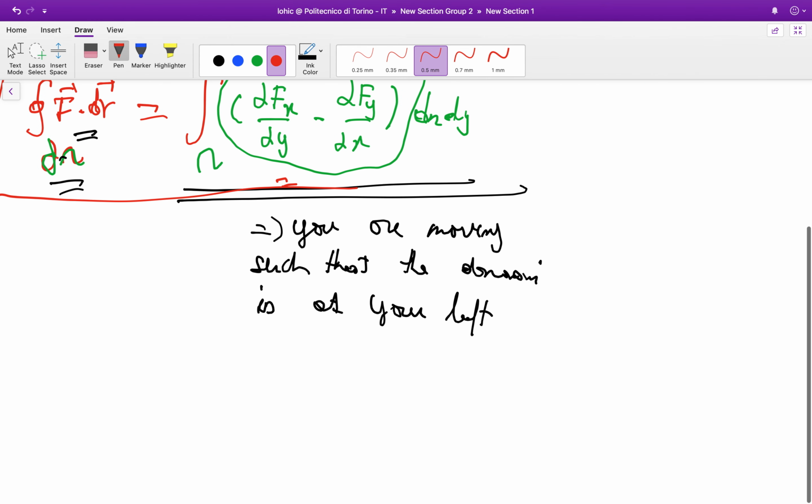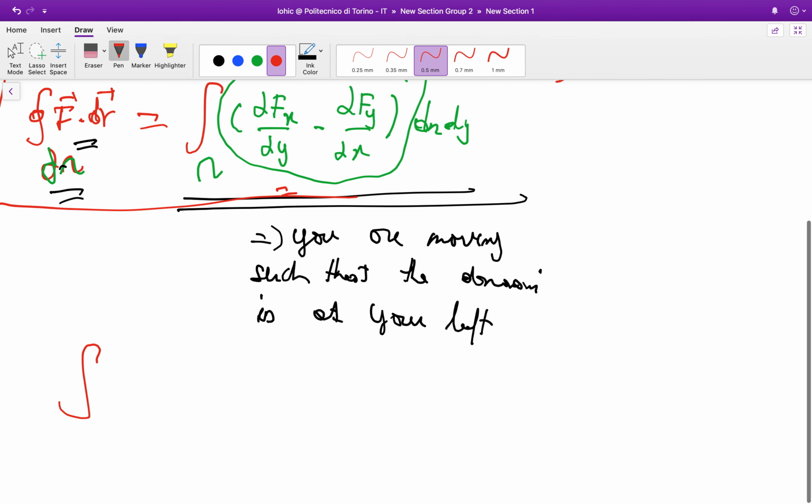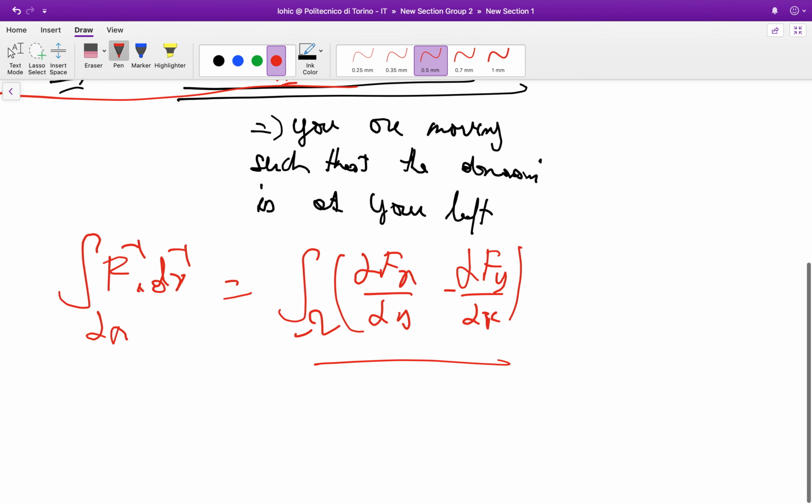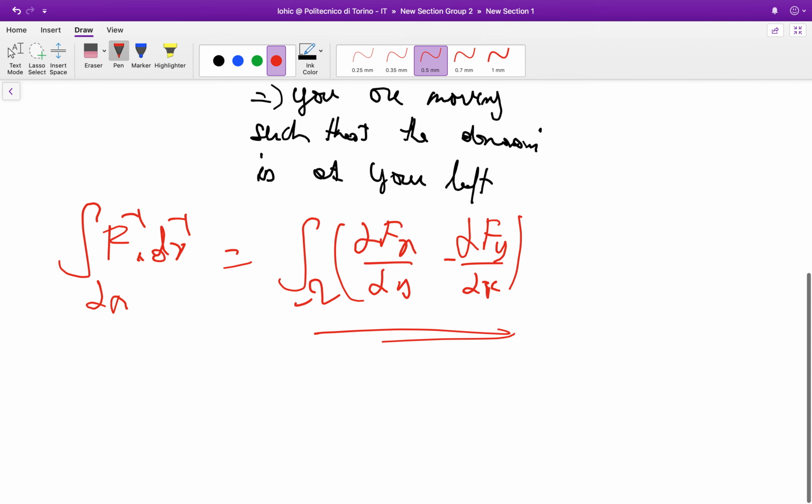So to get the integral of the field on the border, we will say that it is equal to the integral on omega, because we know the domain, of the derivative of fx with respect to y minus the derivative of fy with respect to x. And note that we are performing well because I told you that this typically leads to the counterclockwise orientation. Is that clear?